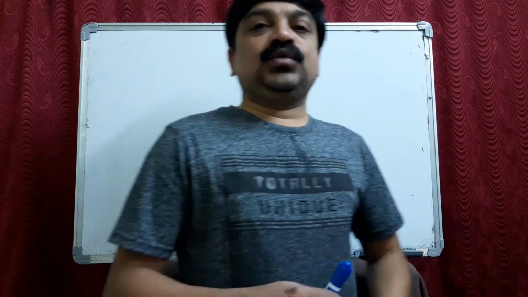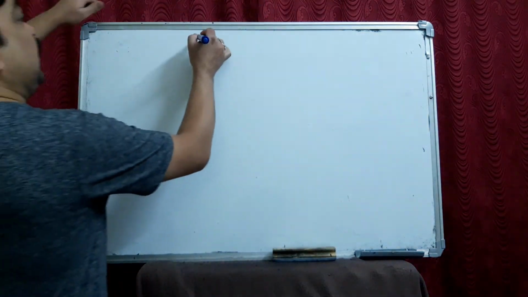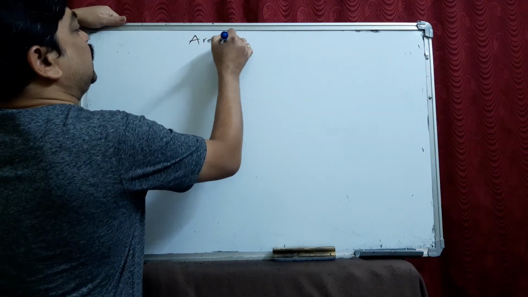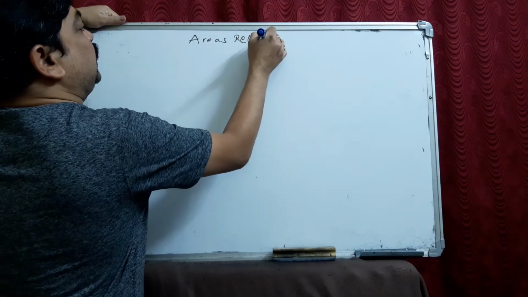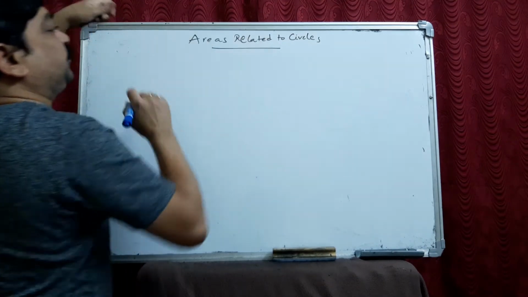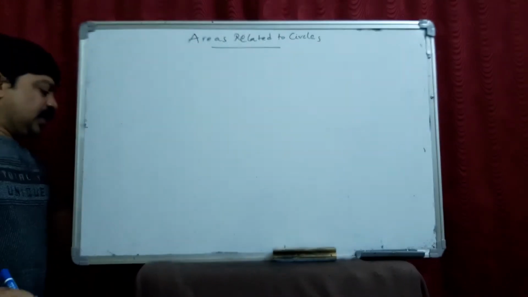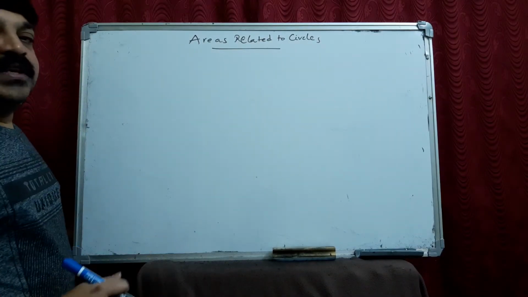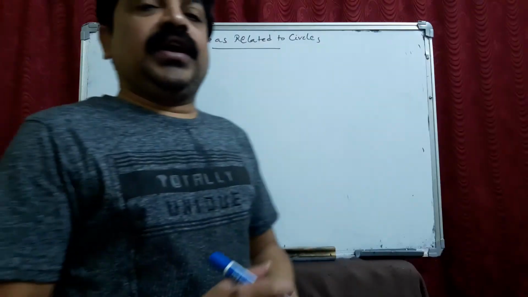Hi students, in this video I am going to explain the new chapter called Areas Related to Circles, Exercise 12 of Chapter 12, Class 10. Okay, exercise 12 is mainly based on the formula for the area of a circle.